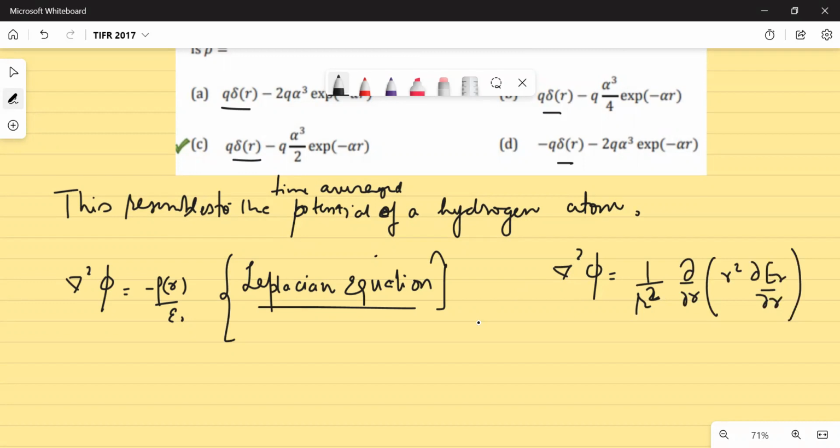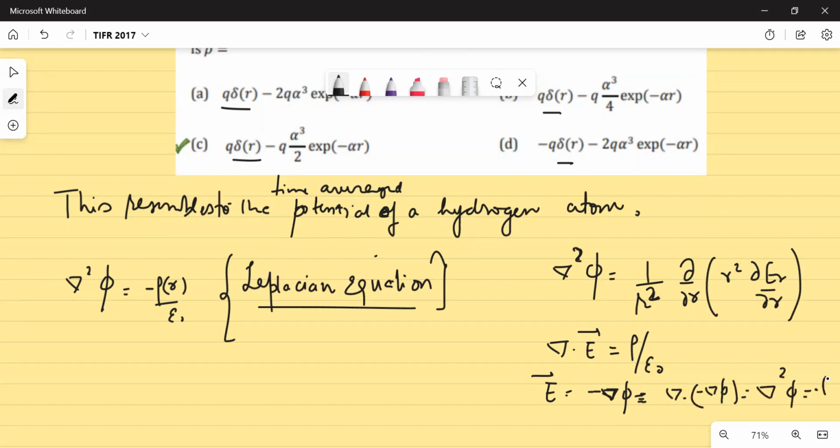Sometimes it is called the Poisson equation, but overall, since this contains the Laplacian, I have written it as a Laplacian equation. Overall, this represents your Gauss law, because you know that del dot E vector from Gauss law is given by rho over epsilon naught, and your electric field is equal to minus grad phi, because the electric field is a conservative vector field, so it can be represented as the gradient of some conservative potential. Therefore, I can write del dot E vector as del dot minus grad phi, which would eventually give me del square phi equals minus rho over epsilon.